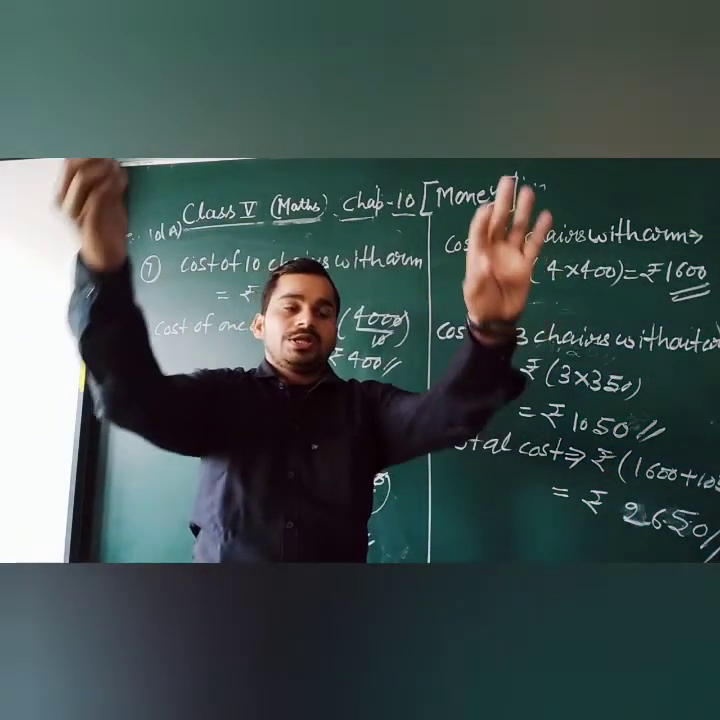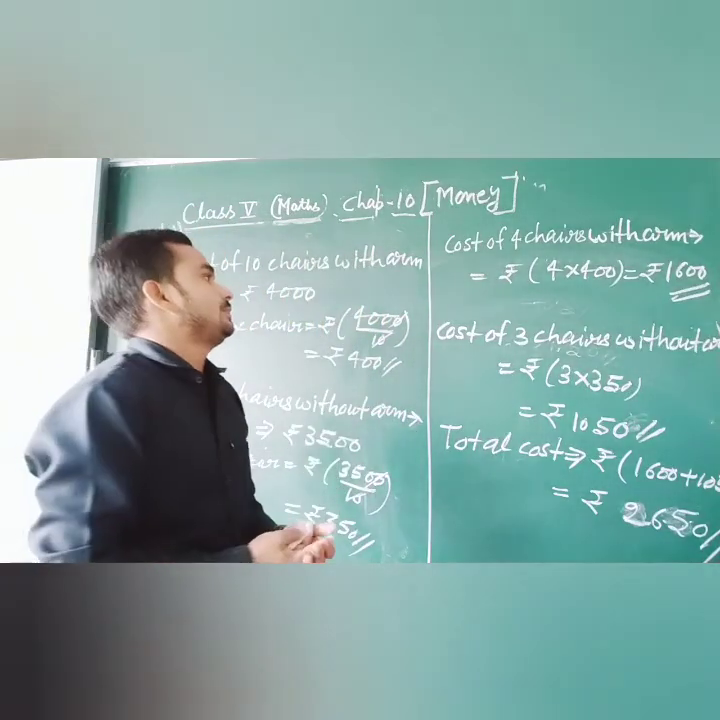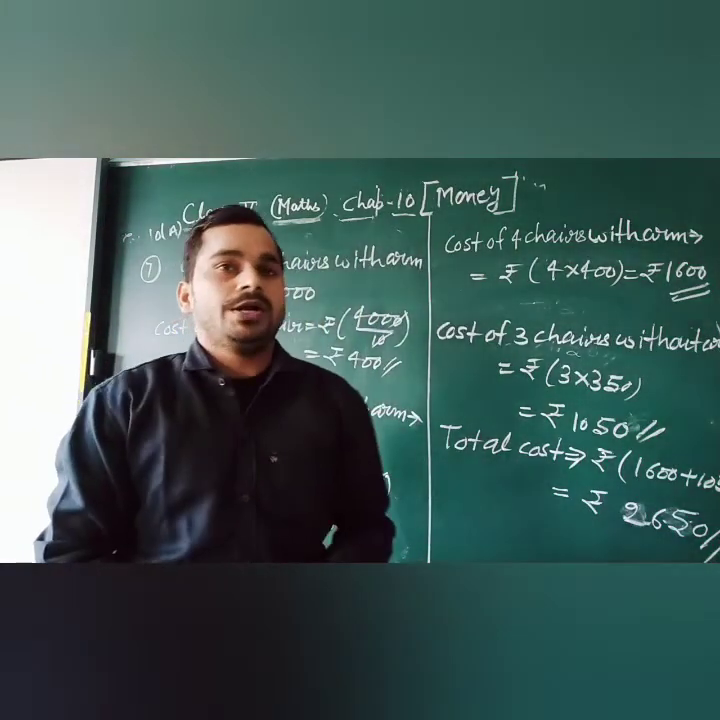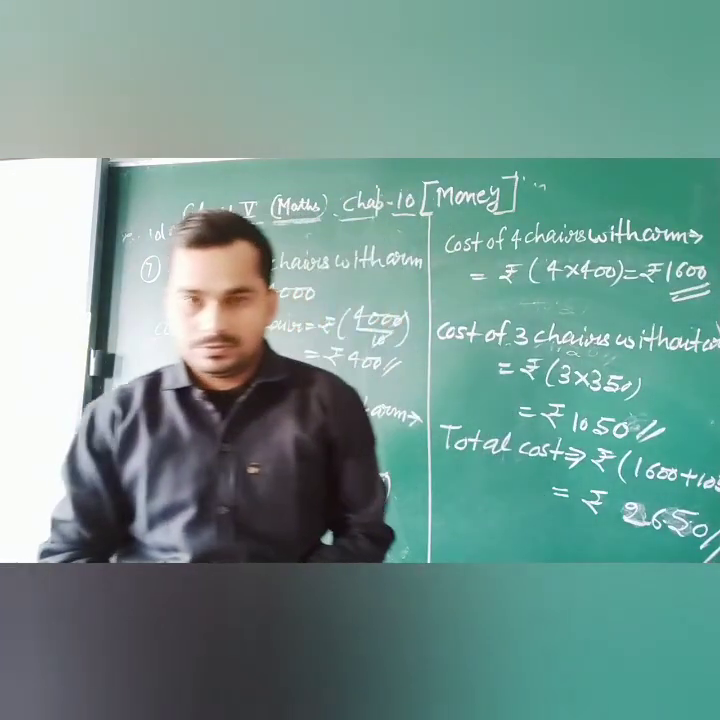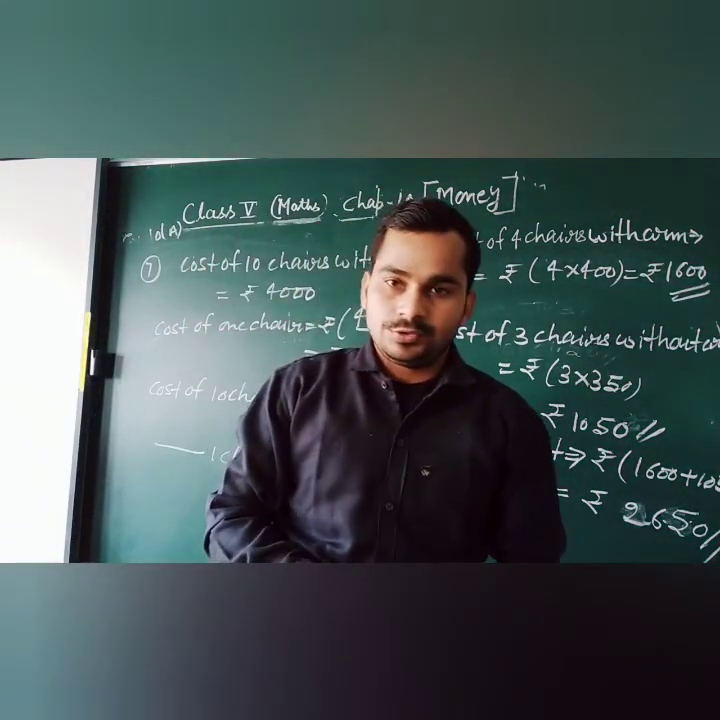So the total exercise 10A is based on the unitary method. First you have to find out the cost of one item, then whatever is given in the question you have to find out regarding the question.